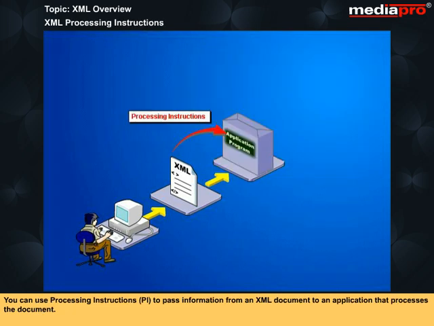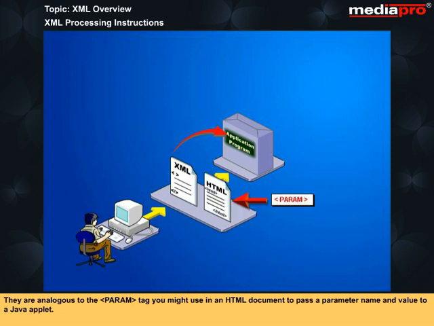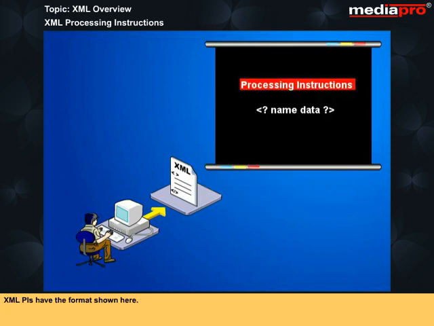You can use processing instructions or PIs to pass information from an XML document to an application that processes the document. They are analogous to the param tag you might use in an HTML document to pass a parameter name and value to a Java applet. XML PIs have the format shown here. The name of the PI is also sometimes called the PI target.